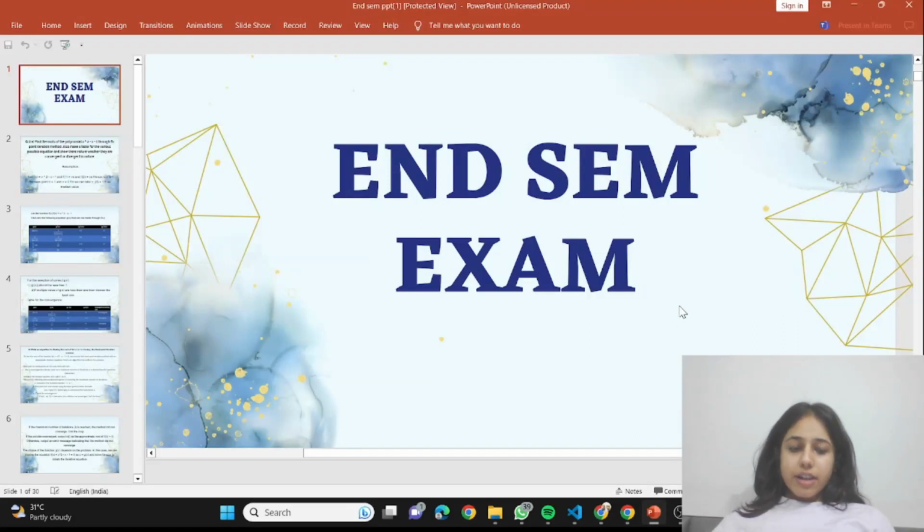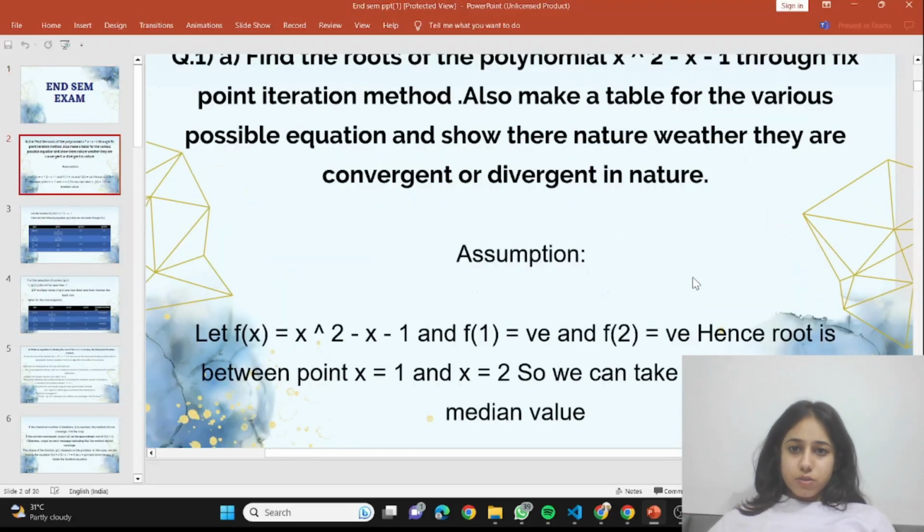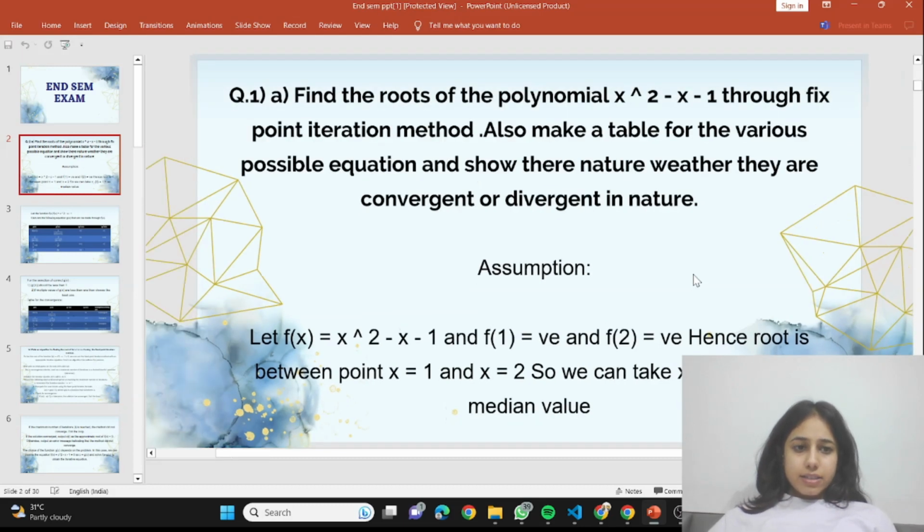So let's begin with our endsem exam paper. First question is find the roots of the polynomial x to the power 2 minus x minus 1 through fixed point iteration method. Also make a table for the various possible equations and show their nature, whether they are convergent or divergent in nature.